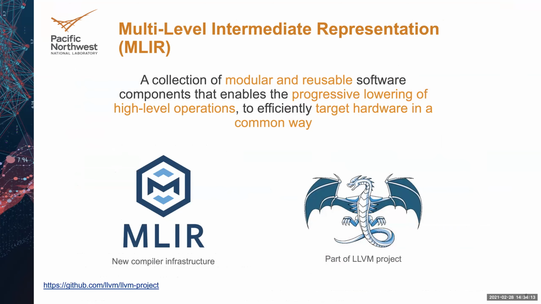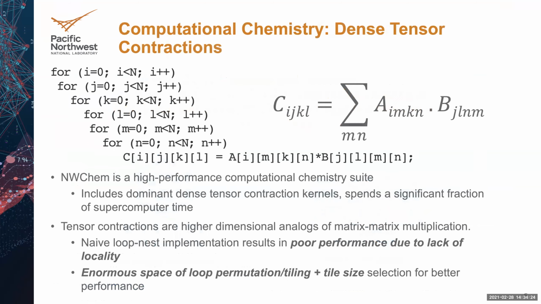As I said, I think everyone is aware of MLIR, and we are also building our compiler on top of the MLIR infrastructure. At the beginning, I mentioned that COMET is a domain-specific compiler. We are looking at computational chemistry as a domain. In this case, NWChem is one of the main applications at PNNL, which is a computational chemistry suite.